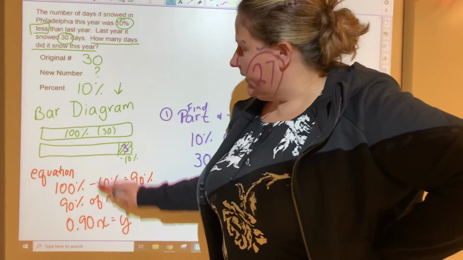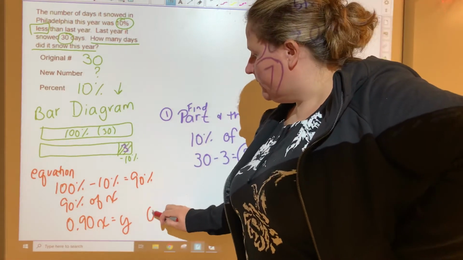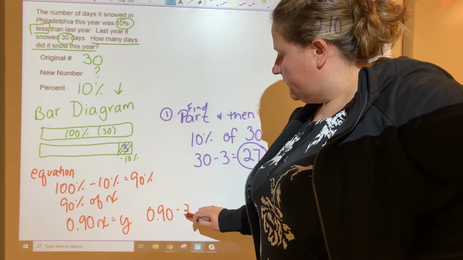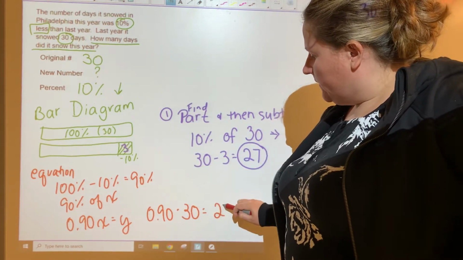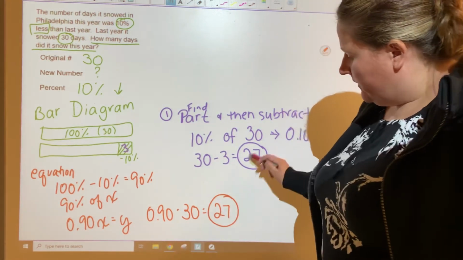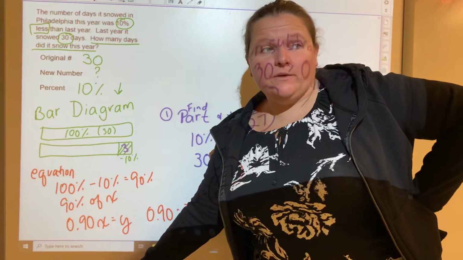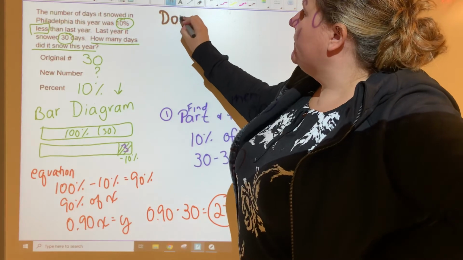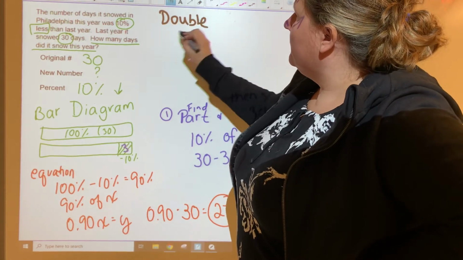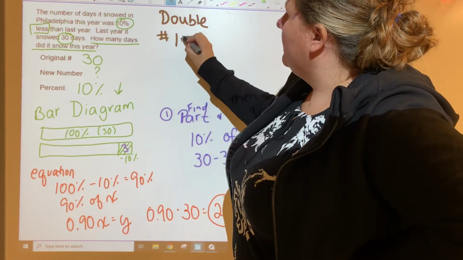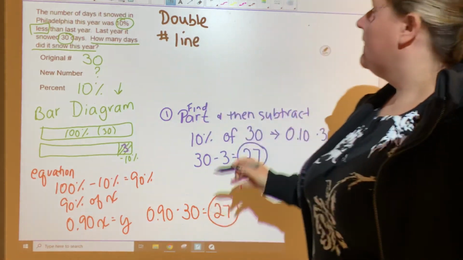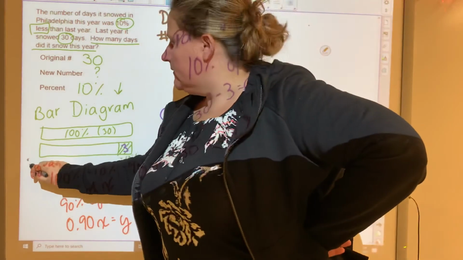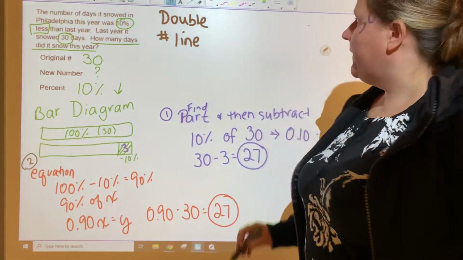Okay, I would just plug it in because I know my original number. So I'm going to do 0.90 times 30, which is my original number, and that gets me 27. So again, I got it 2 different ways. And then the last way, so if this was way 1 and this is way 2, the third way you can do this is a double number line.